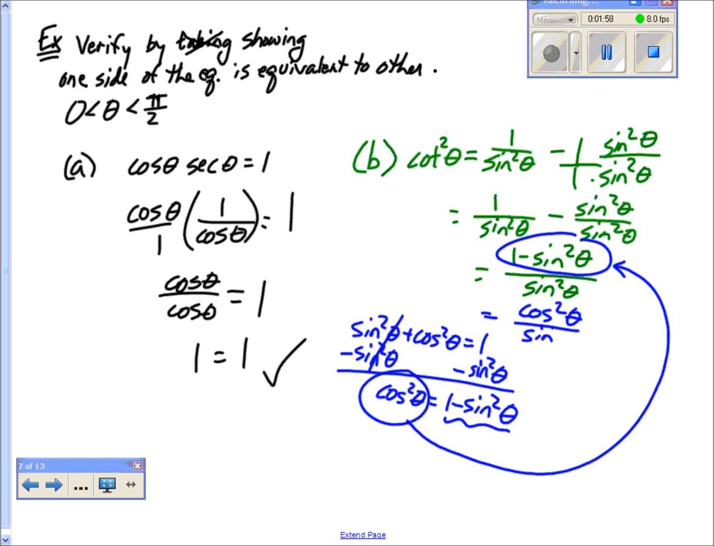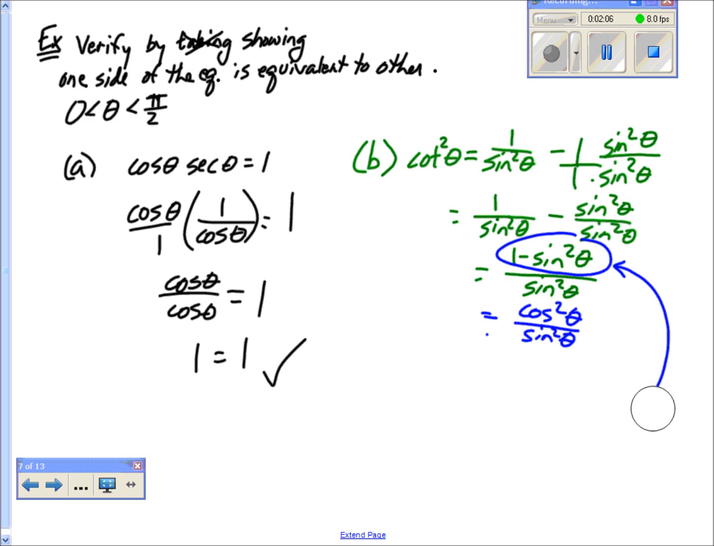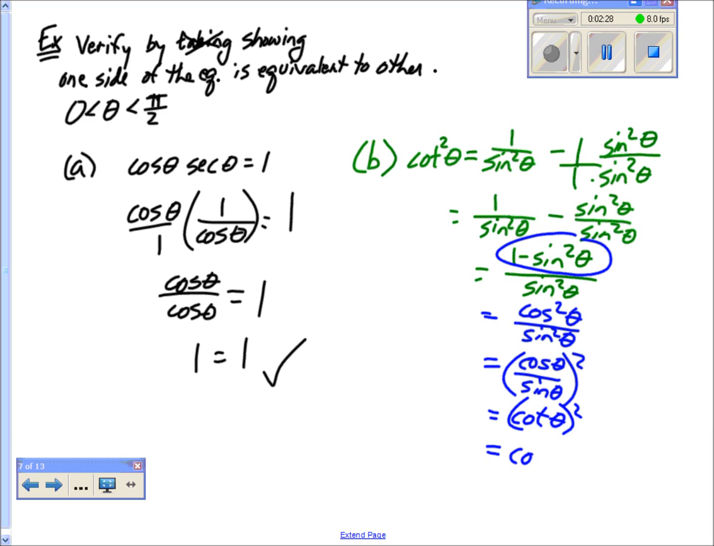You have this sine squared theta on the bottom, don't you? And then this is the same thing as, if you want to think about it this way, cosine over sine, that is the cotangent. So this is cotangent squared theta, right? Cotangent theta quantity squared, which is cotangent squared theta. Check mark, right?